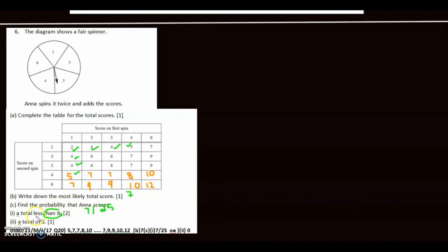Find the probability that Anna scores a total of 3. So how many times is Anna scoring 3? Actually, she never scores 3. So the probability will be 0.